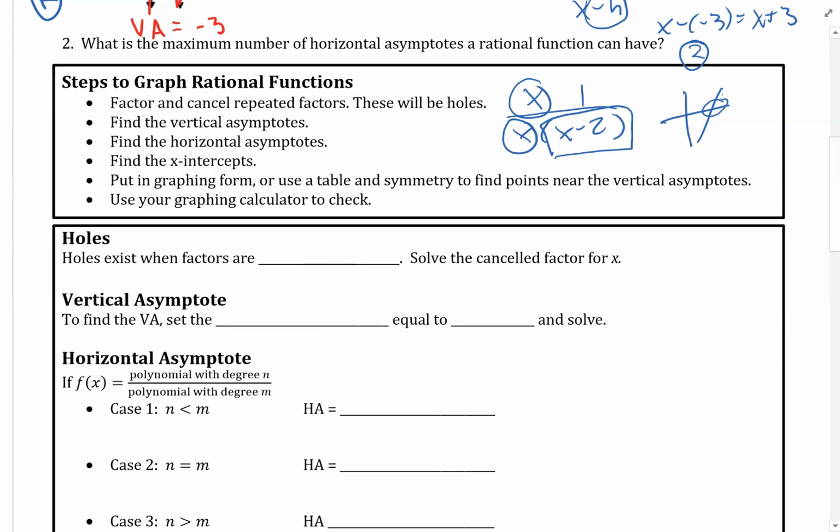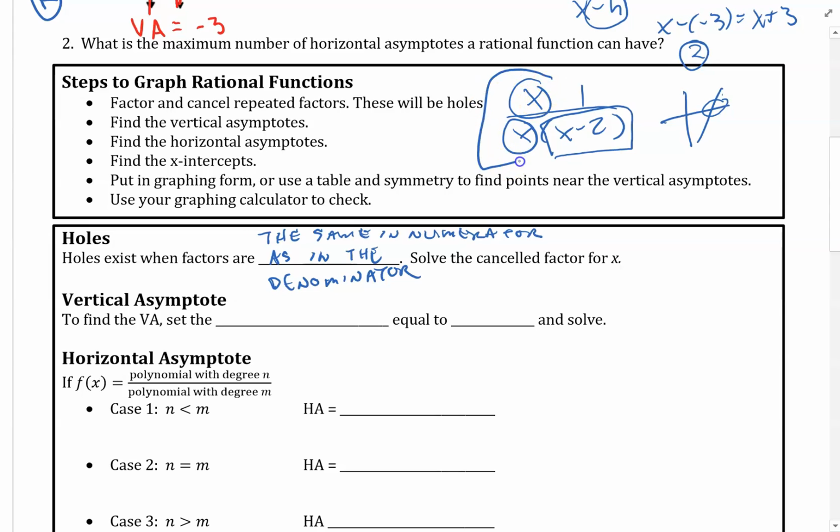Holes. What are holes? Well, holes occur when you have the same factor, so when factors are the same in the numerator as in the denominator. That's a lot of words. You could also say holes exist when factors are able to be removed.